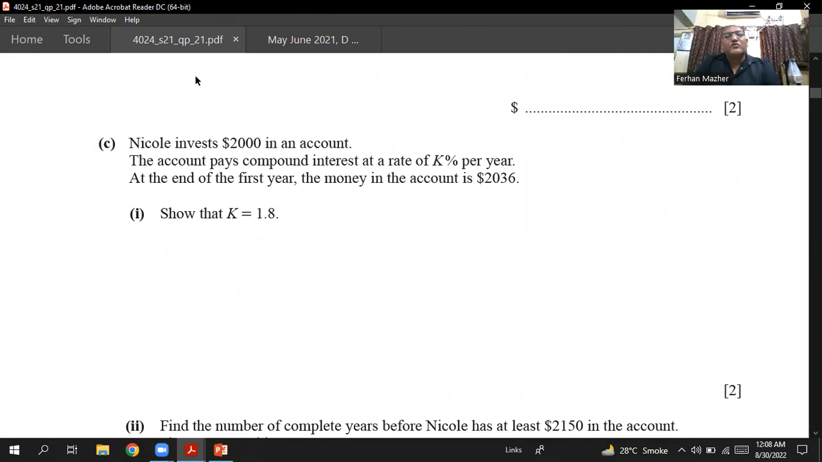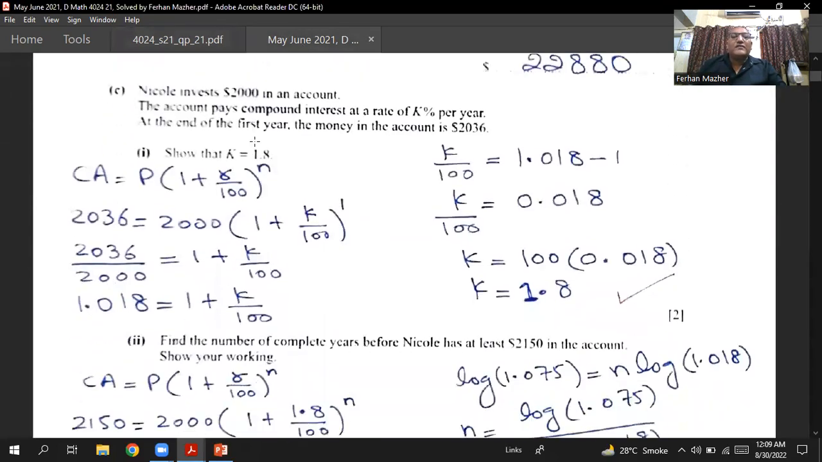Nicole invests $2,000 in an account. The account pays compound interest at a rate of K% per year. At the end of the first year, the money in the account is $2,036. Show that K is 1.8. Okay. So the principal amount which they invested is $2,000, and the compounded amount after 1 year is $2,036. The rate is K, and we want to find out its value. The time is 1. So here we go.